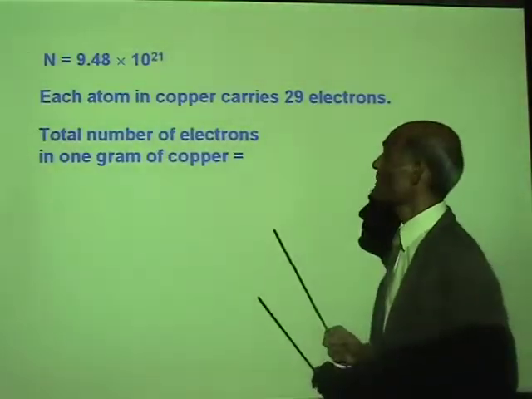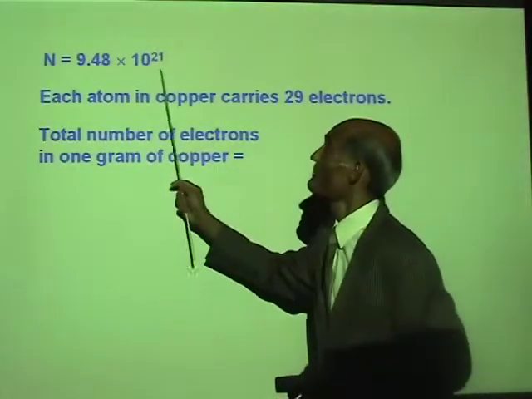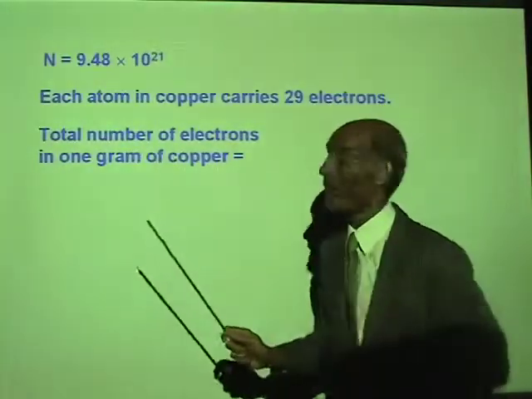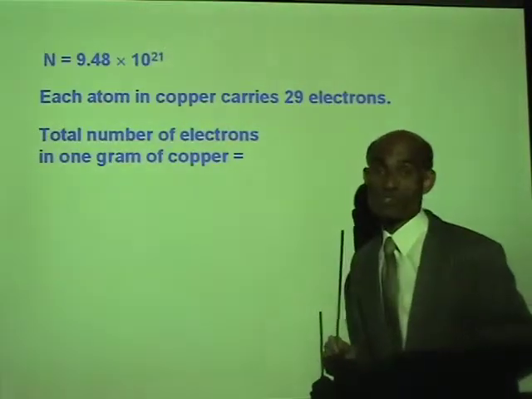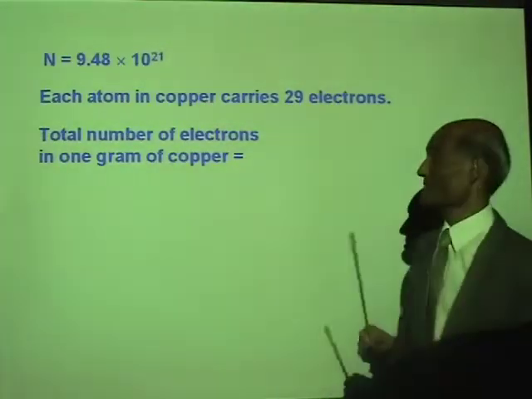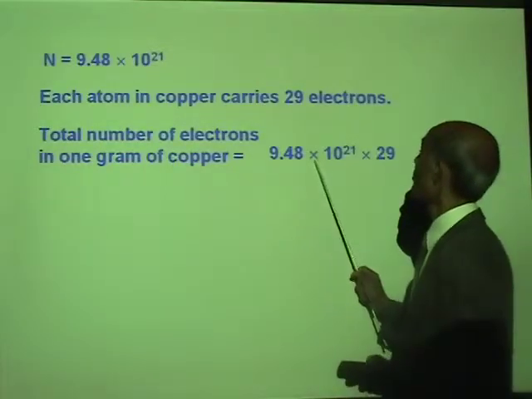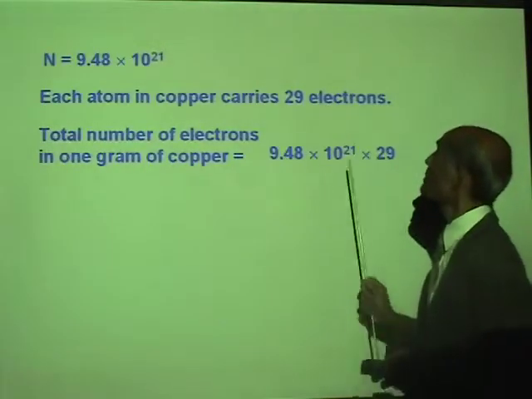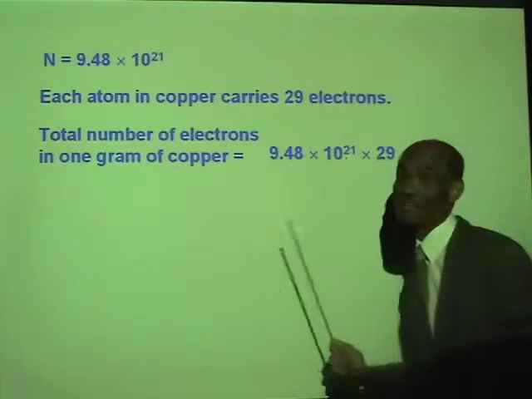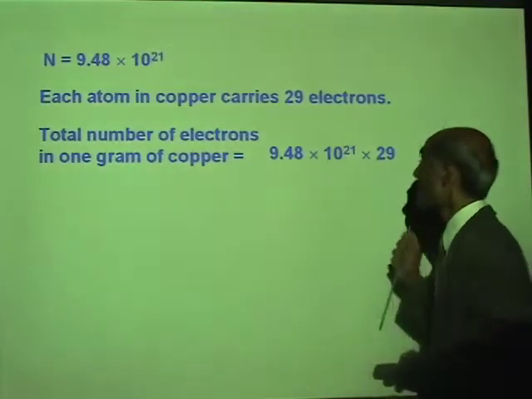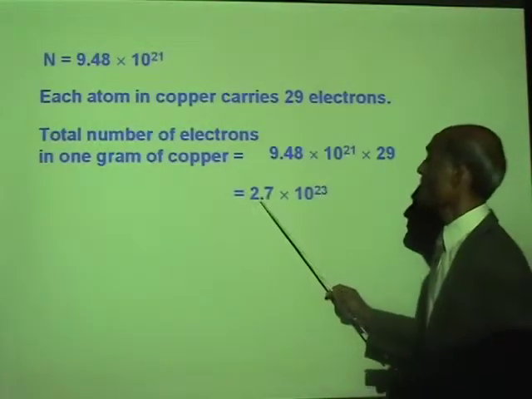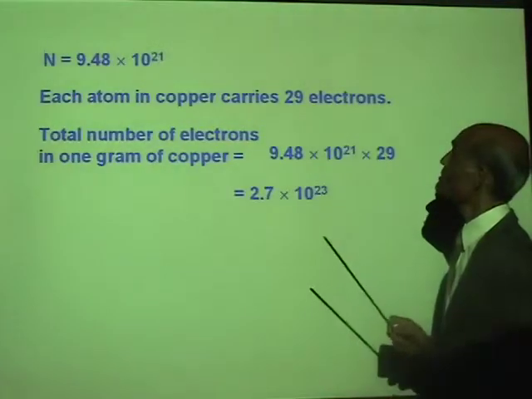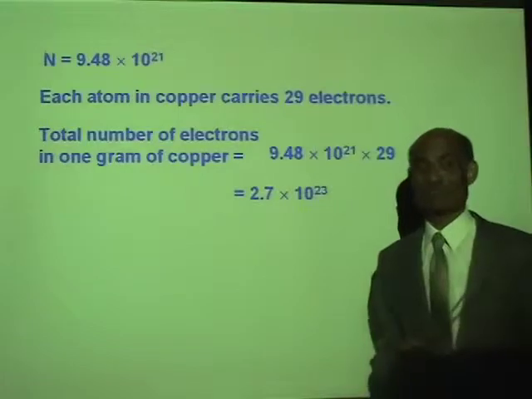The total number of electrons is the number of atoms in 1 gram multiplied by the number of electrons in 1 atom. So that will be 9.48 times 10 to the 21. That's the total number of atoms. Multiply that with the number of electrons per atom. And that is 2.7 times 10 to the 23 electrons.